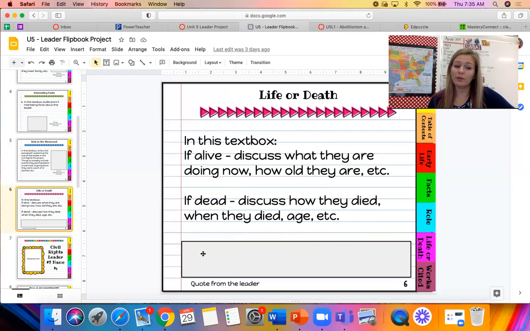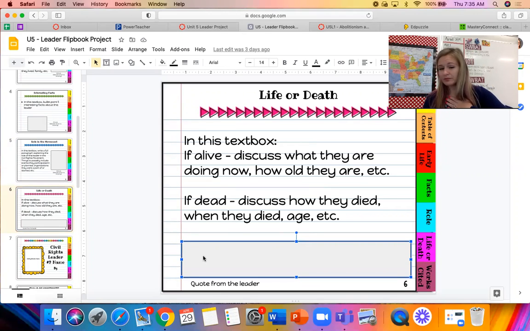Then you'll notice down here at the bottom, I'm not looking for a picture this time. I'm looking for a quote from that person. So you're going to go find a quote and fill it in this box. You can just use a text box, or you can just double click on here and then poof, it'll be there. And then you can adjust the font to make it fit inside of the box.